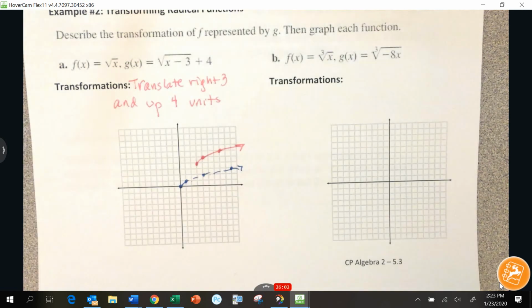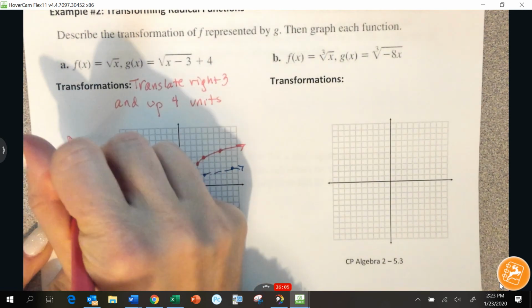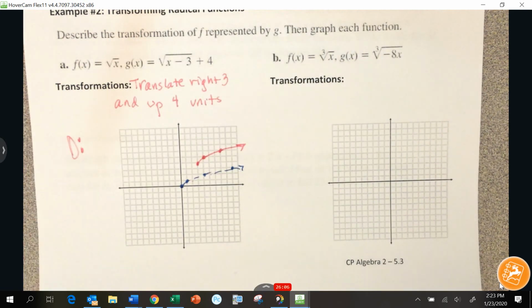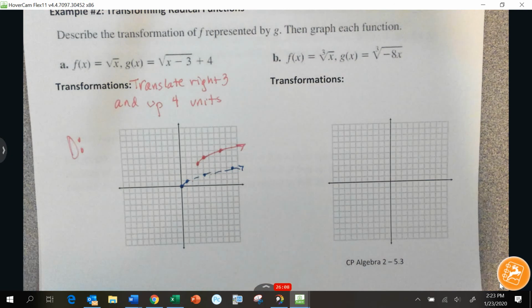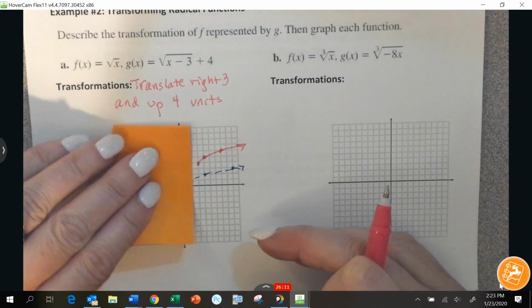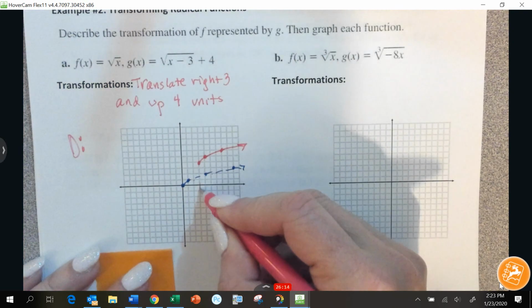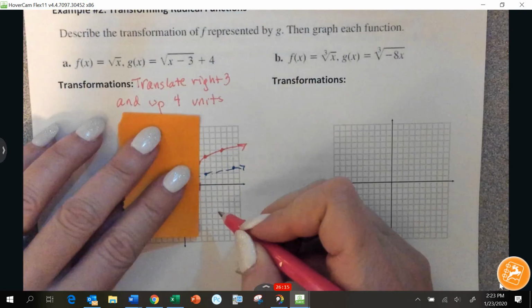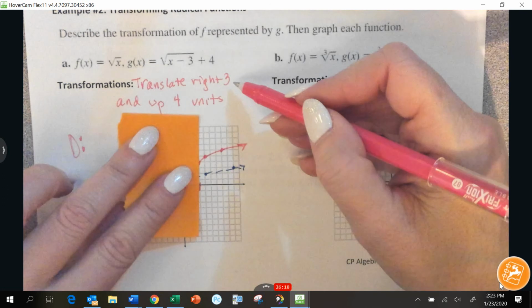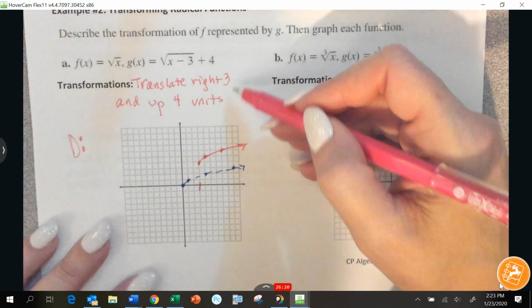And then what would be the domain for this one? X is greater than or equal to 3. Yeah, I just said that.